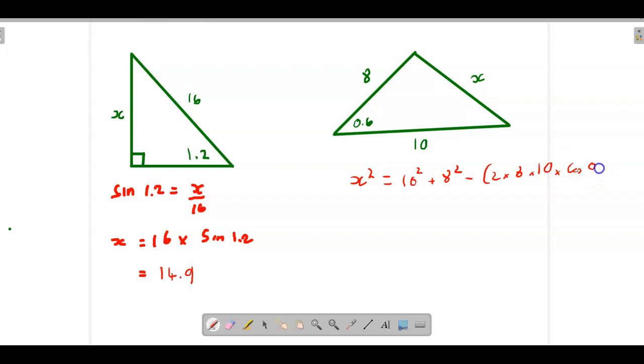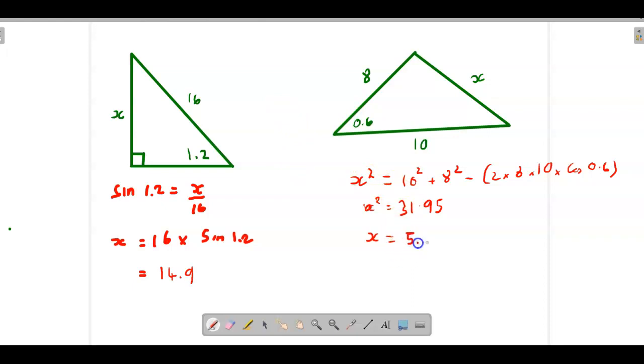And again, just because I'm in radian mode, shouldn't make any difference to these formulas. I'm just going to go through and work that whole thing out and work out what x squared is. So a quick recap of the cosine rule. That's going to give me 100 plus 64 minus 160 times cosine 0.6. That gives me 31.95. And I need to square root x with the positive answer, give me 5.65.